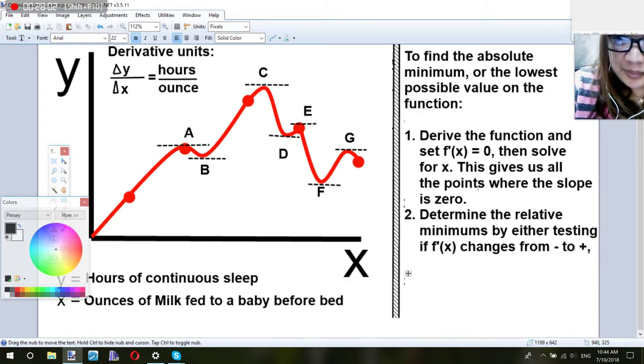The other way that I could do this is use our concavity. So what will the concavity be for a relative minimum? It has to be concave up.